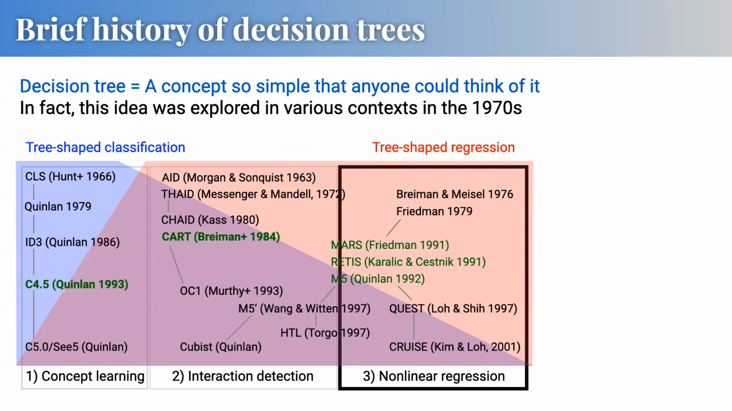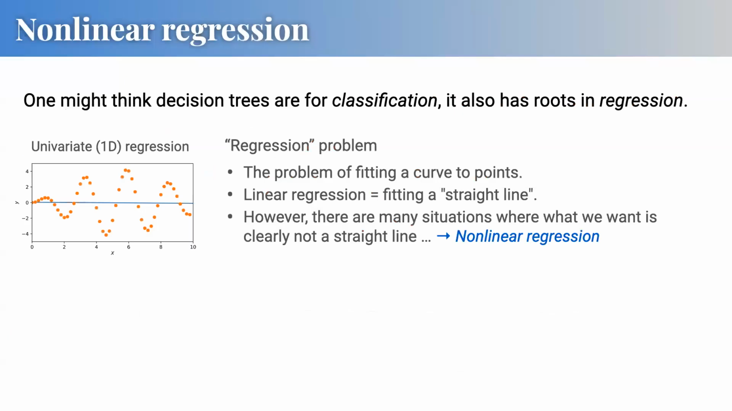And the third one is regression. So for now, we are focusing on classification implicitly, but decision trees also have roots in regression. So let's think about a very simple regression here. With the name decision tree, you may think they are primarily for classification, but they can also be used for regression. And for typical regression, I will focus on the 1D, one-dimensional regression problem. So it means that we are just fitting a curve to the points. It's very simple, right?